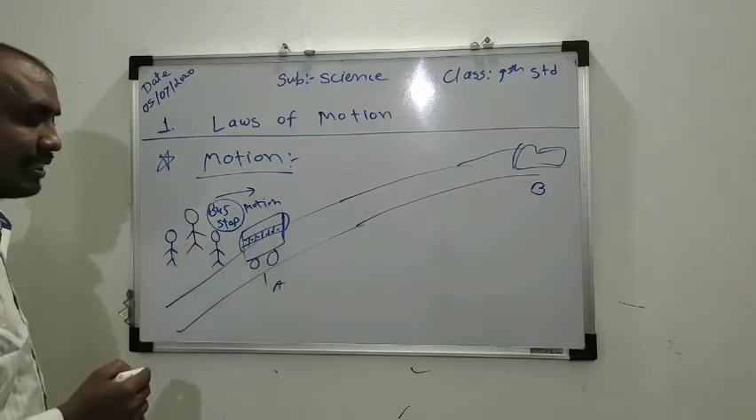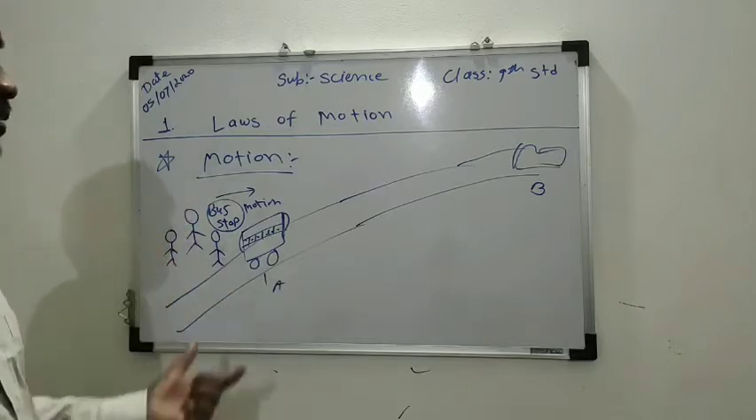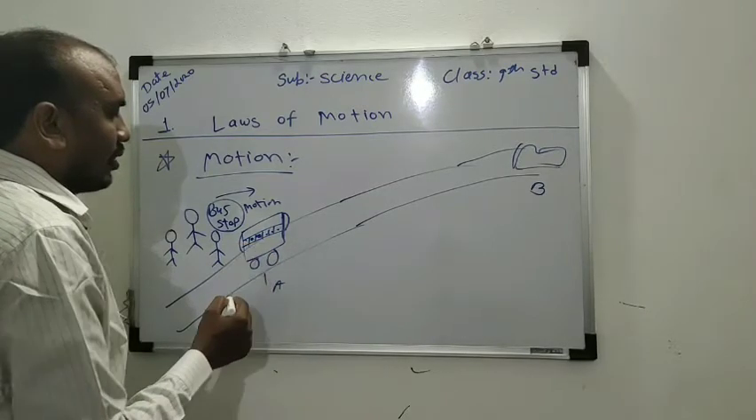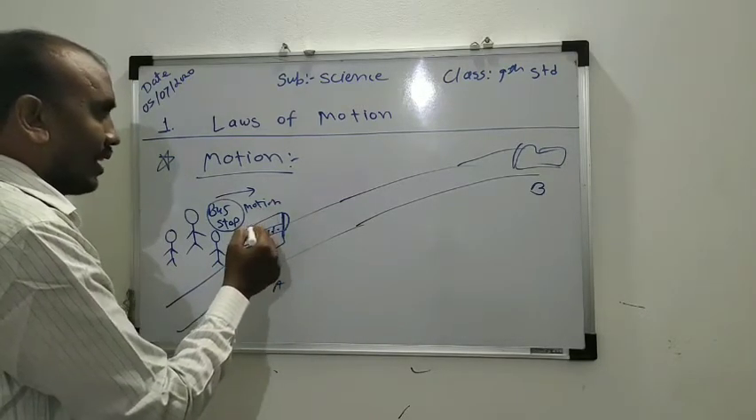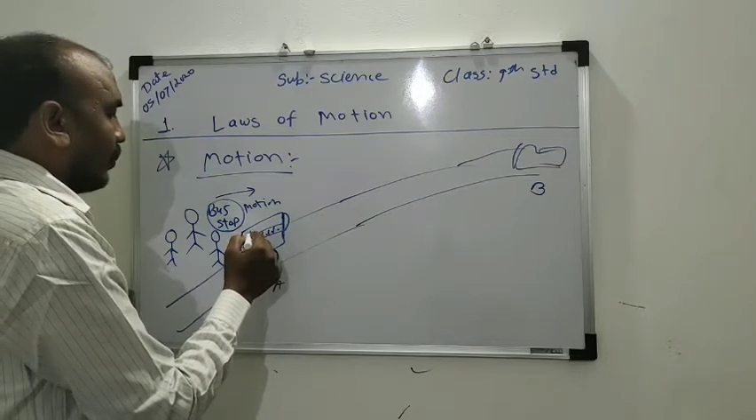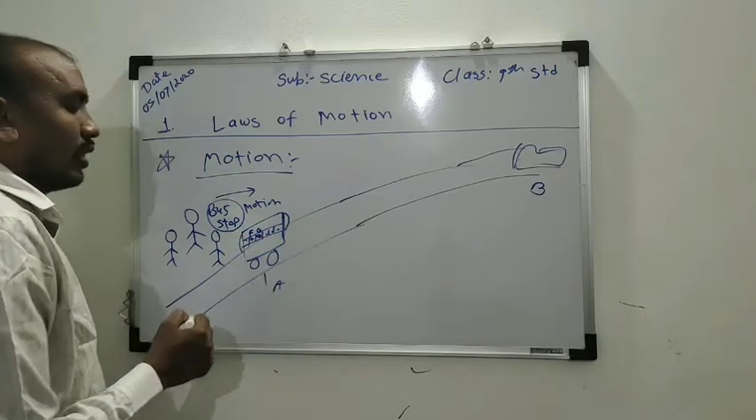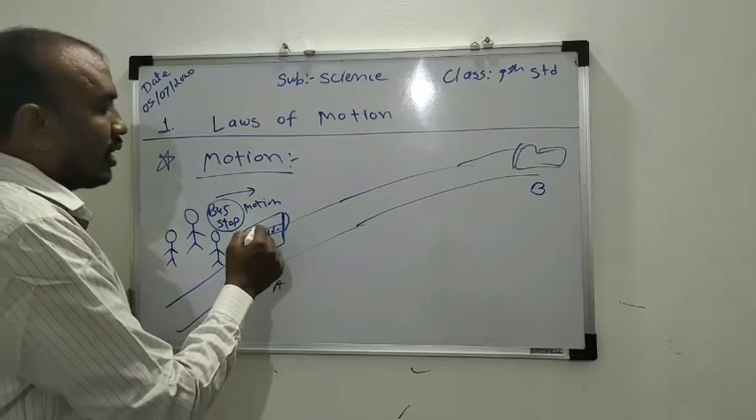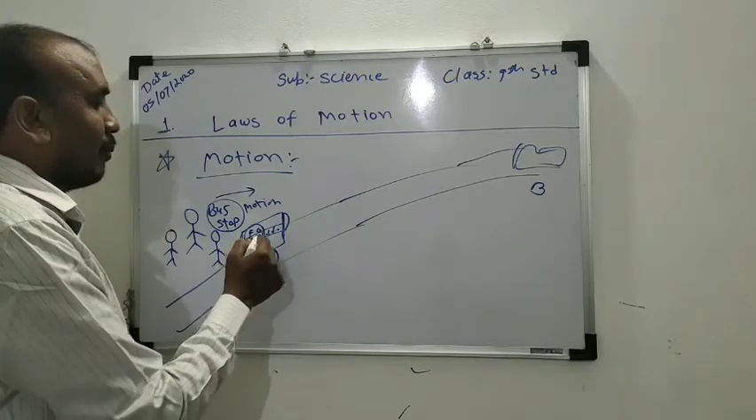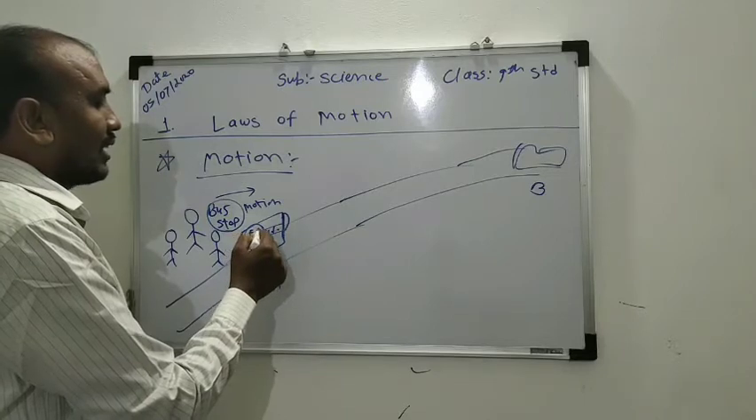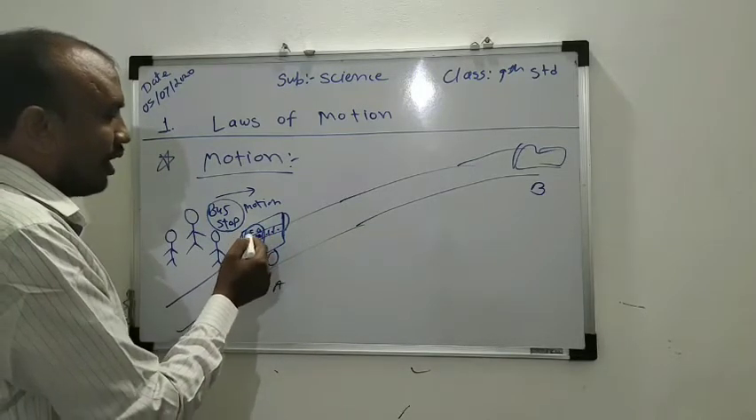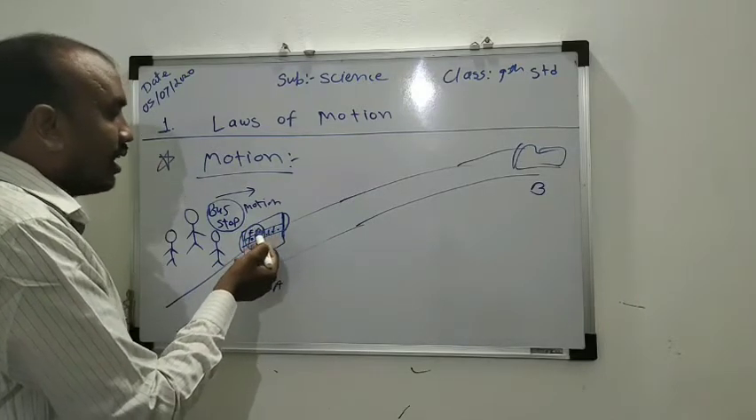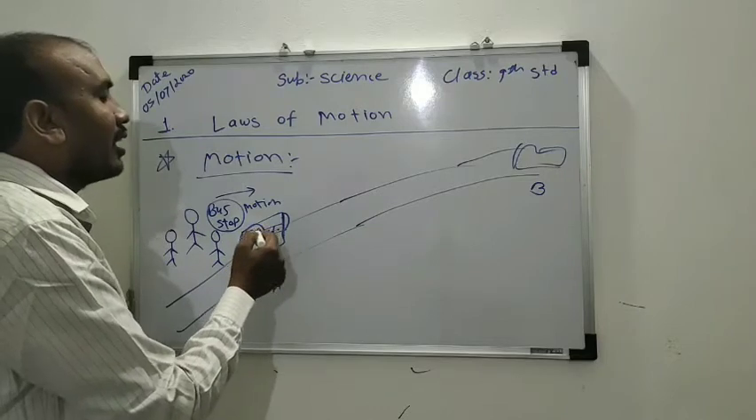So the reference point is the bus stop, where the three people are sitting. Correct? Now consider inside the bus: suppose here is one person, called F, and here is another person, called G. If these two persons look at each other, with respect to F, G is at rest, and with respect to G, F is at rest. So both are at rest relative to each other, but actually both are in motion.